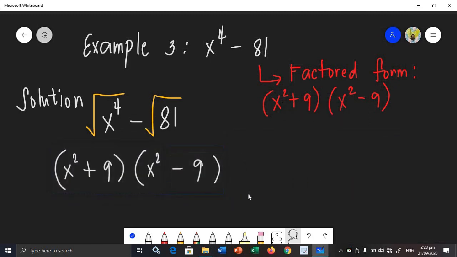So that's how you factor difference of two squares. Very easy, right?